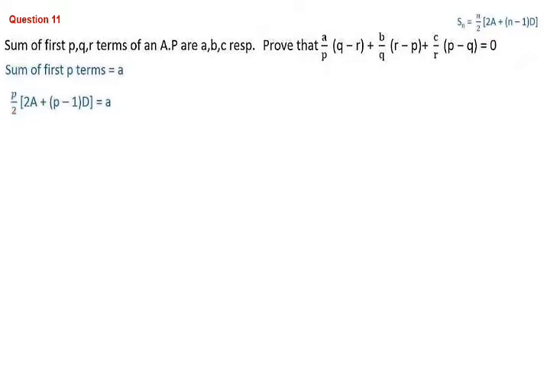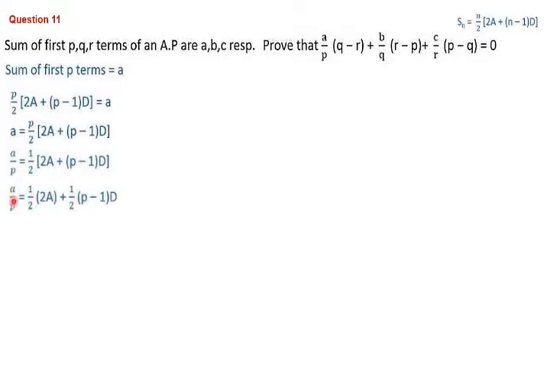So, just like the previous question, wherever n is there, put p: p by 2 into (2A plus (p minus 1) into D) equal to a. Then a is equal to p by 2 into (2A plus (p minus 1) into D), just reversing it. Then a by p, because here we want a by p. That means just divide by p. The p we have to bring here, so p is not there now, only 1 is there: 1 by 2 into (2A plus (p minus 1) into D).